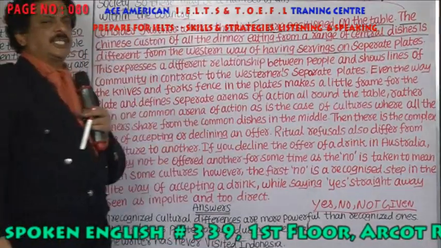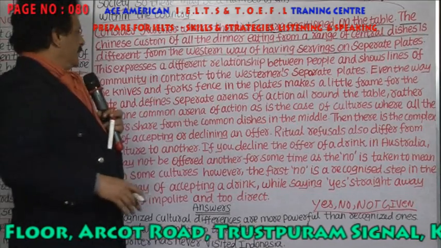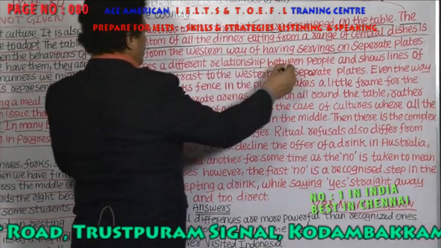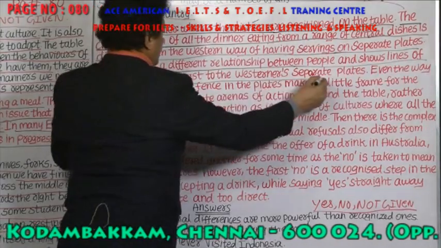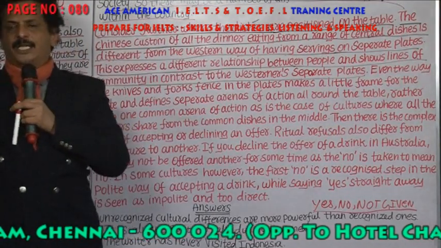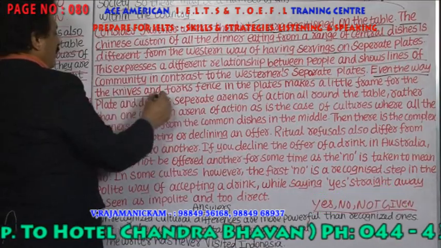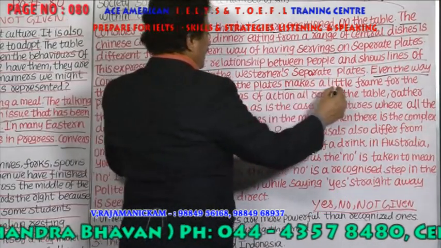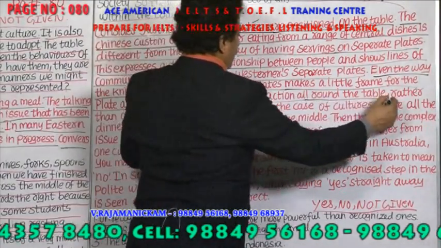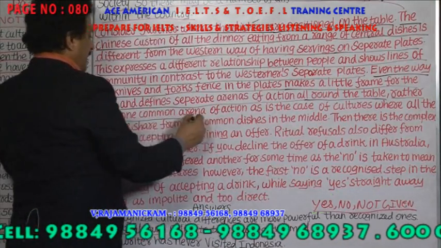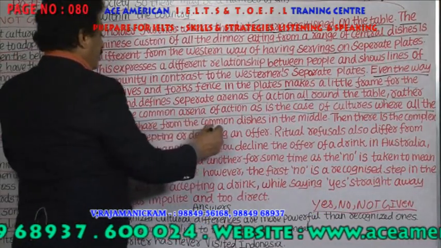So the main dishes are served in different plates in Western, that is in European countries, but Chinese, they put everything together. This expresses a different relationship between people and shows its lines of community in contrast to the Westerners' separate plates. So Westerners have separate plates, but here they keep it all together. Even the way the knives and forks fence in all the plates makes a little frame for the plate and defines separate arenas of action all around the table, rather than one common arena of action, as in the case of cultures where all the diners share from the common dishes in the middle.